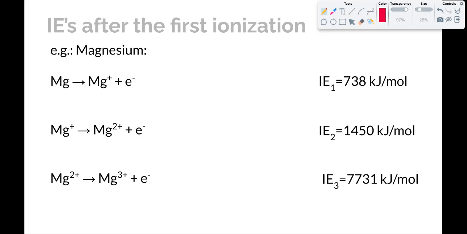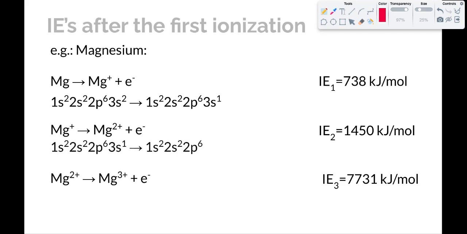Why would that be? Let's take a look at the electron configuration notation. Magnesium is 1s2, 2s2, 2p6, 3s2. When you take one electron away, you're taking it from the outer shell, so that means it's going to be 1s2, 2s2, 2p6, 3s1. Okay, take that and remove the second electron. Now you're taking a second electron from that 3s subshell. So it goes from 1s2, 2s2, 2p6, 3s1 to just 1s2, 2s2, 2p6.